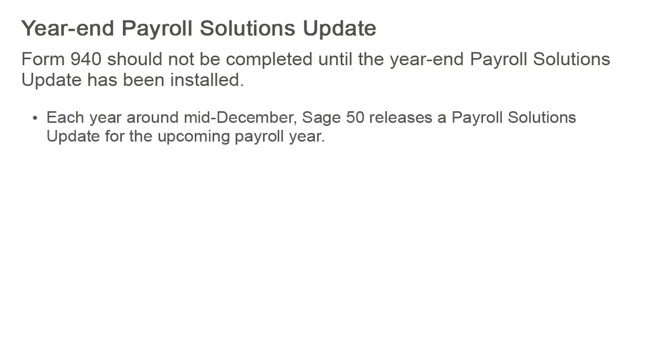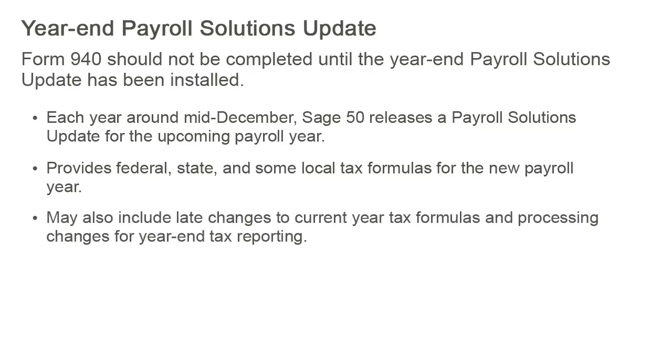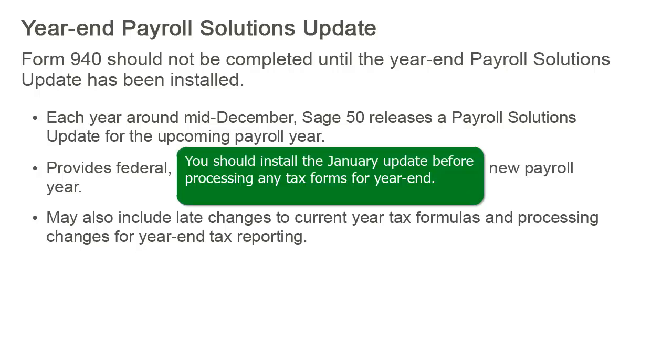Each year, around mid-December, Sage 50 releases a Payroll Solutions update for the upcoming payroll year. In addition to providing new federal, state, and some local tax formulas for the new payroll year, the year-end Payroll Solutions update may include late changes to current year tax formulas and processing changes for year-end tax reporting. You should install the January update before processing any tax forms for year-end.